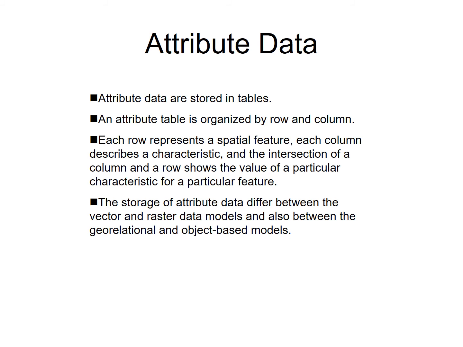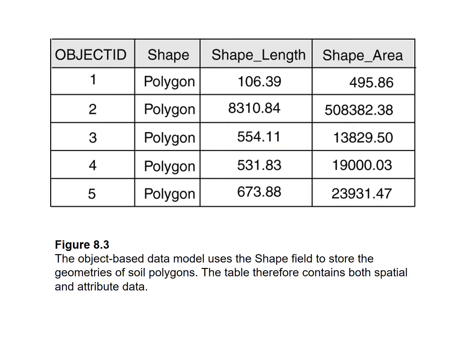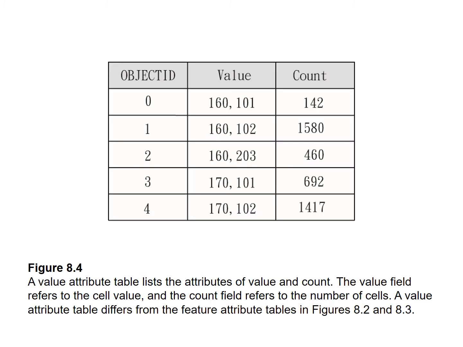You can only store one piece of data in a raster model, whereas vector data allows you to store all kinds of stuff. So here are the object-oriented attributes for a shapefile, for a shape field. So it has the shape area and shape length. If it was a value attribute table, it lists the attributes and values and counts.